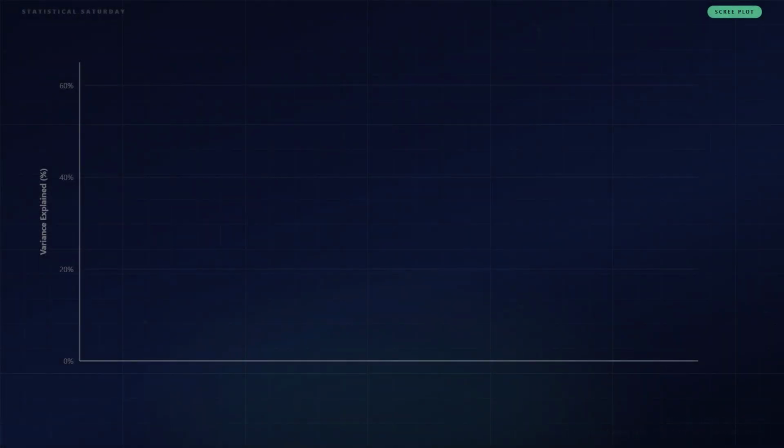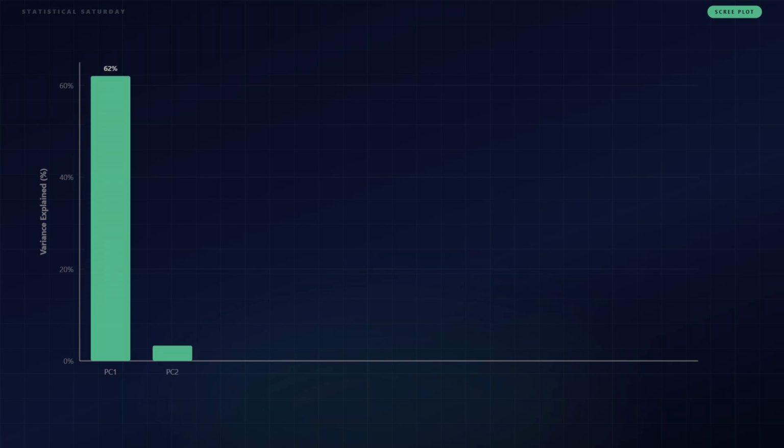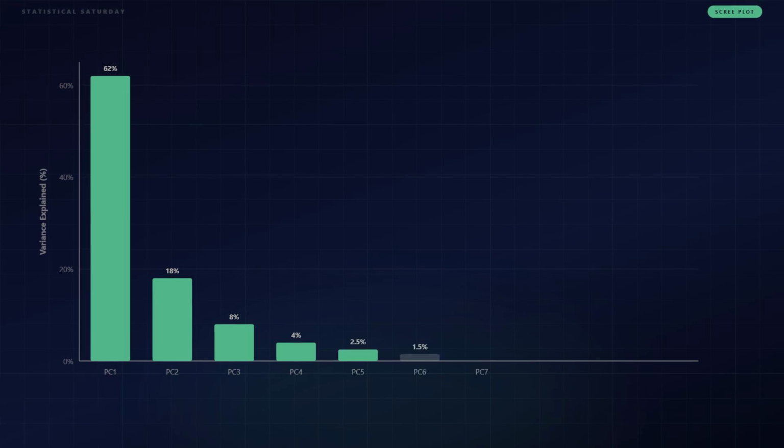The scree plot shows the eigenvalues in descending order. Variance explained by PC1, PC2, PC3, and so on. In a dataset with real low-dimensional structure, you see a steep drop. PC1 explains a large fraction, PC2 less, then the curve elbows into a plateau. Past the elbow, the components are mostly noise.